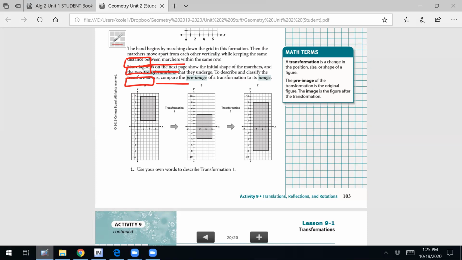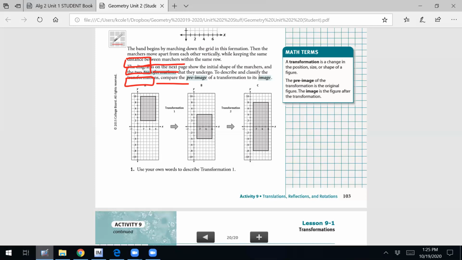Vertical. We are seeing a vertical stretch, and you could hear that in what they were saying that the band was doing. If you remember what the band is doing, it says the marchers move apart from each other vertically, keeping the same distance between marchers in the same row.